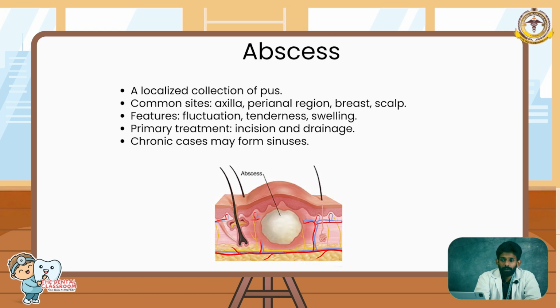Now we'll look into the types and features of an abscess. An abscess is a localized pus collection due to pyogenic infections. The sites are axilla, perianal region, scalp, and the breast. It usually presents as a tender, fluctuant swelling. Abscesses are managed by incision and drainage. Chronic abscesses can lead to sinus formation.